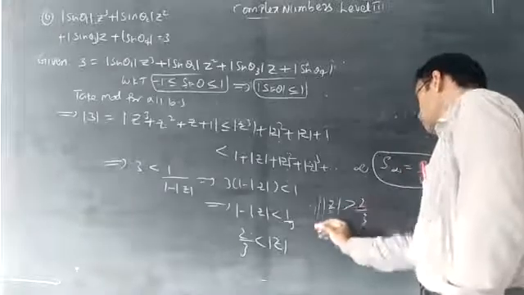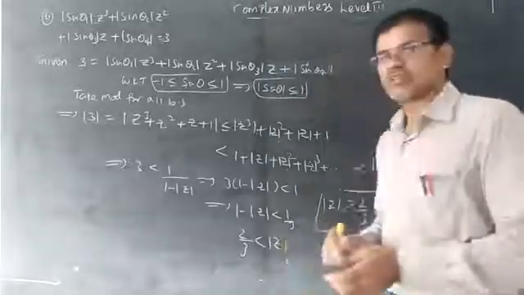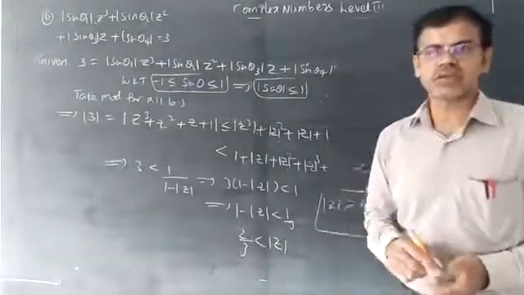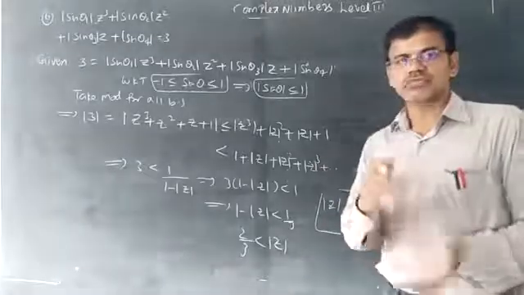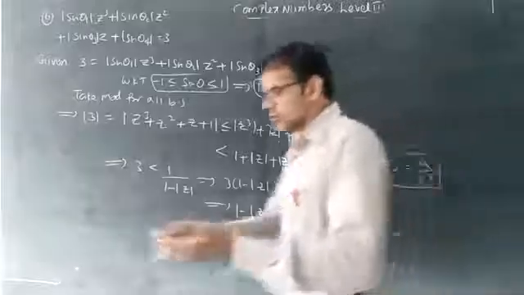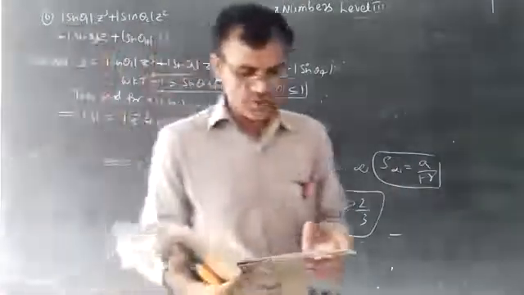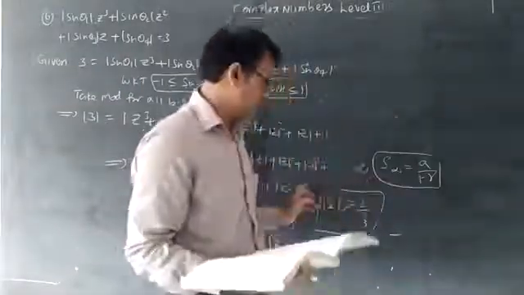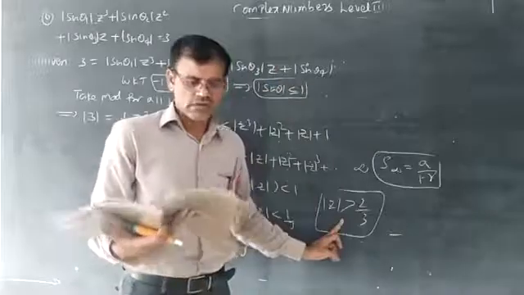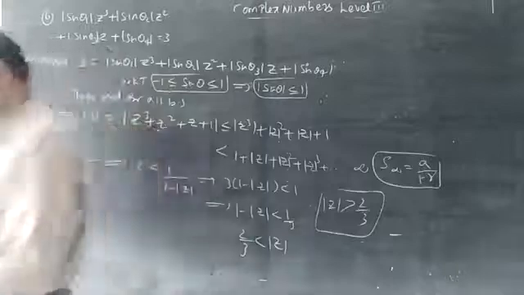What is the meaning of modulus z? If z is equal to x plus iy, any complex number, root of x square plus y square is nothing but the distance between the origin and the point. What he is discussing with us is the distance of the roots of the equation from z equal to 0, which is nothing but the origin. So it is nothing but mod z greater than 2 by 3. So the answer is the first option, greater than 2 by 3.